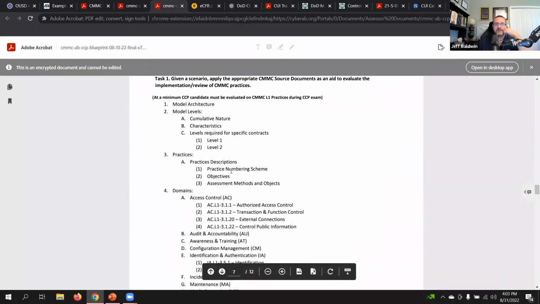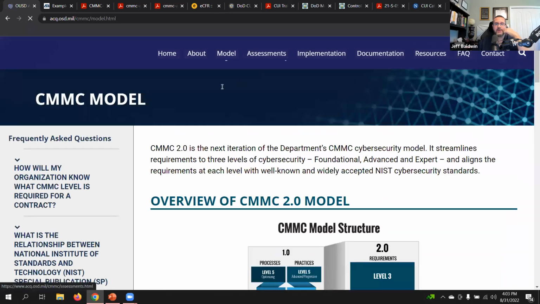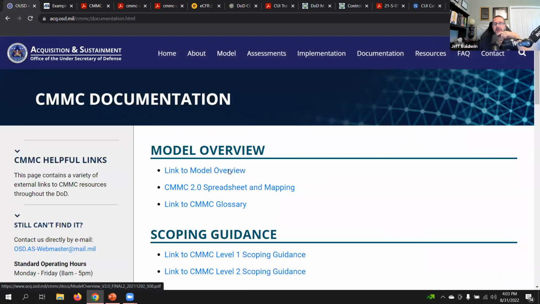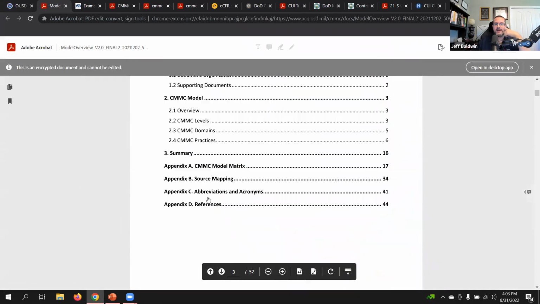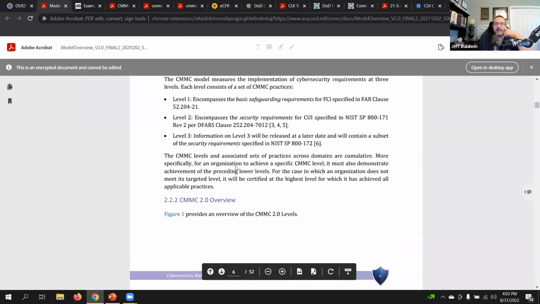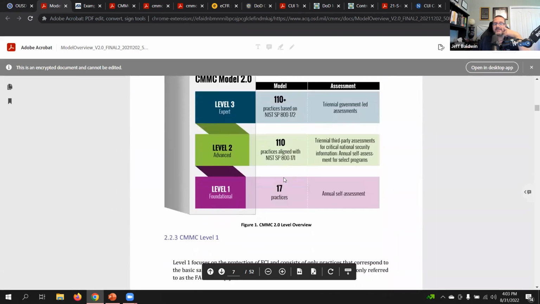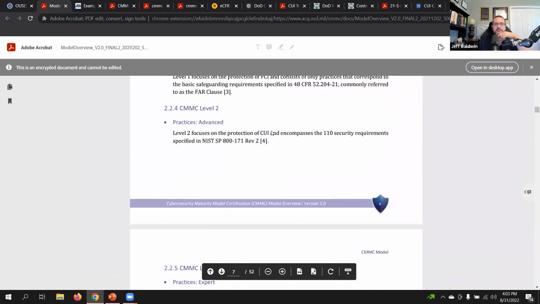So that's that cumulative nature, practices, practice description, the numbering scheme. The best thing to do for that, let's go take a look at the model. No, I actually want to go here and go to the model. So when you're looking at the model, what do we have here? We have the levels. And then we have, this one's 17. Look at that, fun. So the website has 15. This is what they really meant with 17.